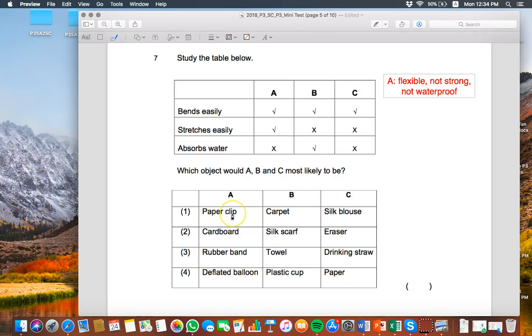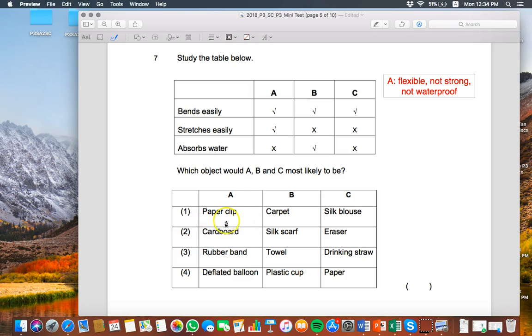Is a paper clip flexible? Yes. Does it stretch easily? No. So it's out. Does it absorb water? No. Because the paper clip does not stretch easily, option 1 is out.